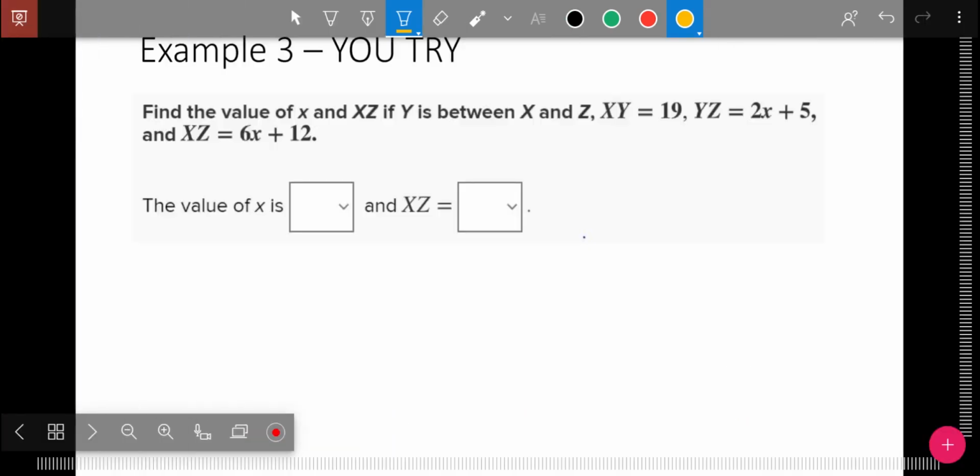You give it a try. Take your second, draw it out. Give it a try here. Notice it says y is between x and z, so maybe draw that first. Then mark it all up. Pause the video now, give it a try. Go back to the last problem if you need to.